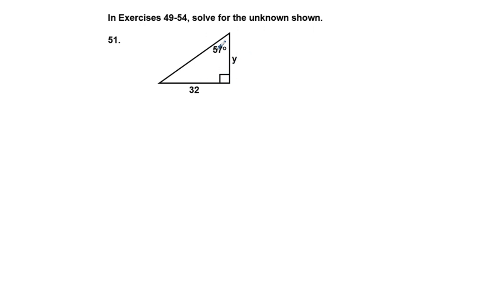Over here, we have an angle 57 degrees, and we're going to go to our opposite side here, which is 32, and then y is going to be our adjacent side. And which ratio involves adjacent and opposite? Well, that's going to be tangent or cotangent.